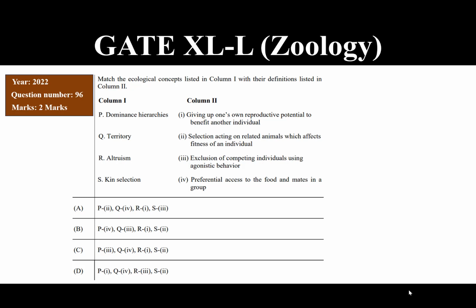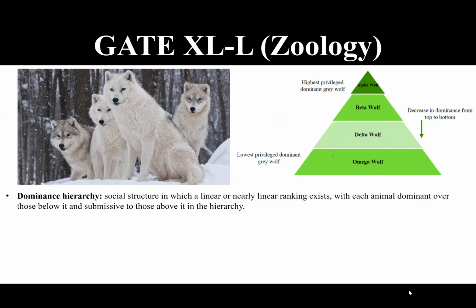Match the ecological concept listed in column 1 with their definitions listed in column 2. So the different concepts mentioned here are dominance hierarchies, territory, altruism, and kin selection. Let's look at these concepts individually. So the first is dominance hierarchy.